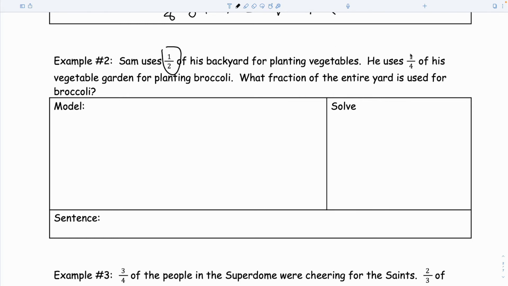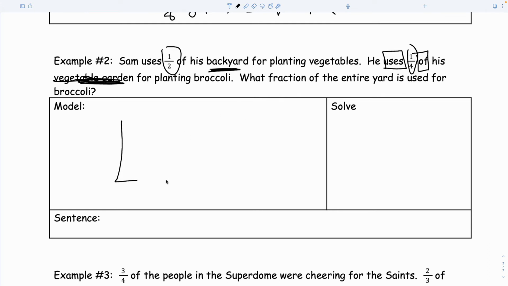Circle 1/2. It seems like it's subtracting, but he uses half of his backyard for vegetables, and he's not using the backyard, he's using his garden. So the backyard and the garden are different things. He uses 1/4 of this half. 1/4 of this half, box of.